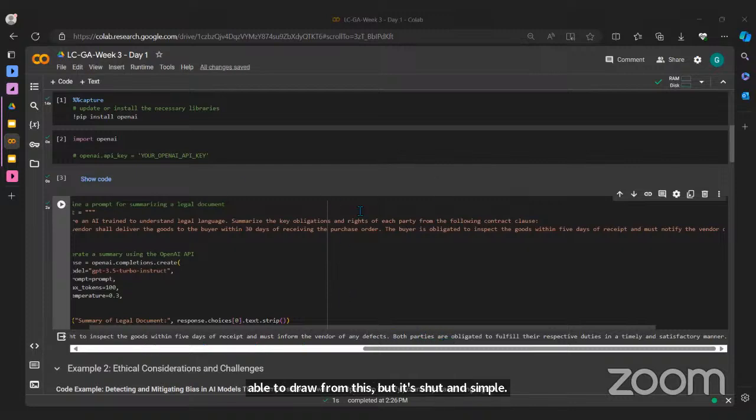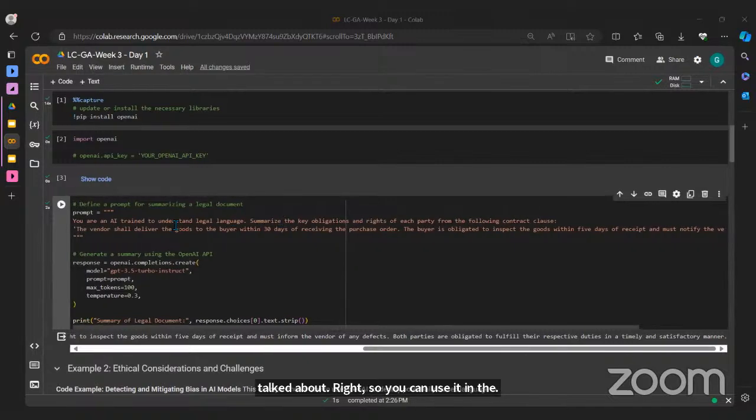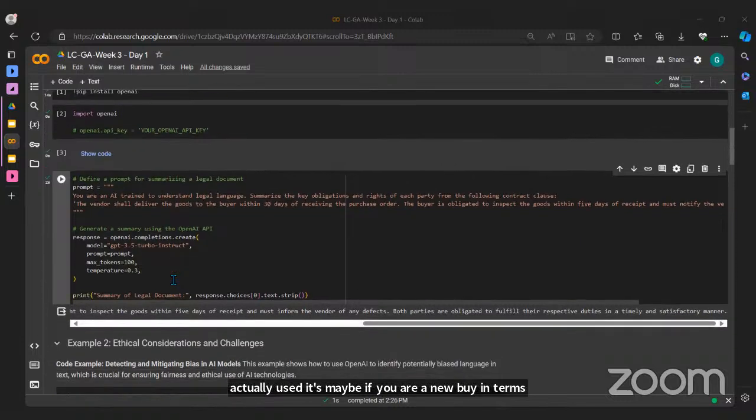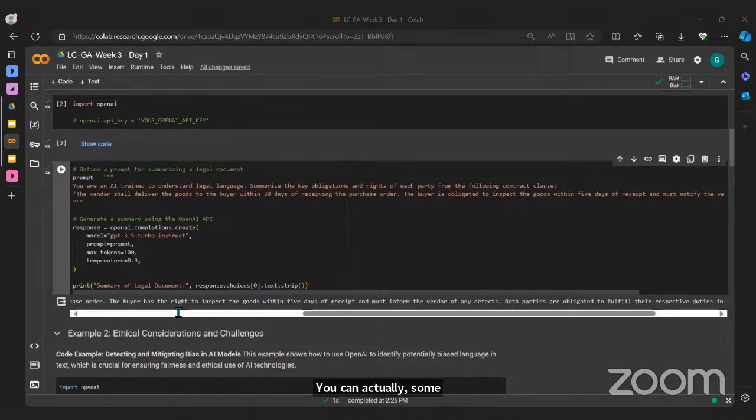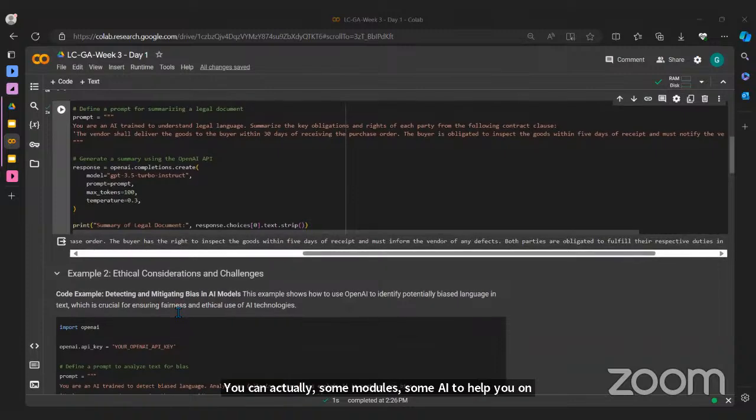So here is just the application part of the slide I talked about, right? You can use it in the legal industry. If you are new to law, or maybe you are studying law and you are finding it difficult to understand some clauses and stuff like that, you can use some models, some AI, to help you understand the clause and to explain it to you. We have another example here.